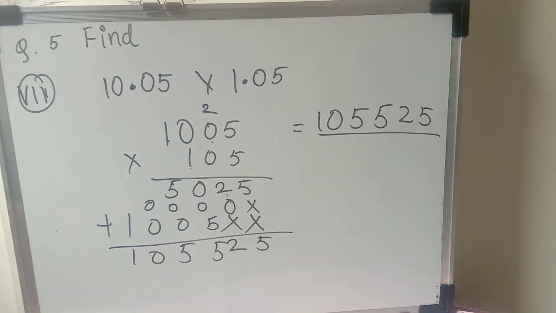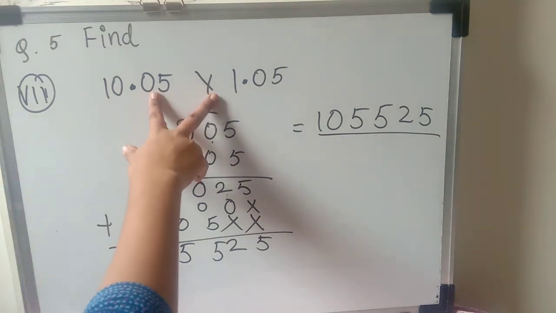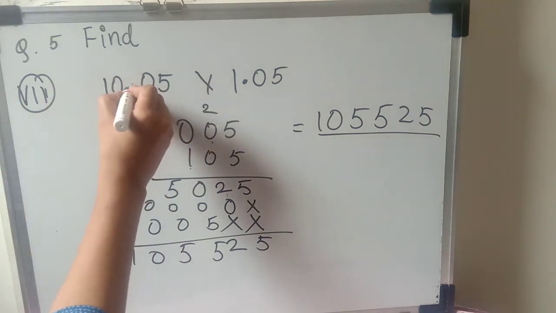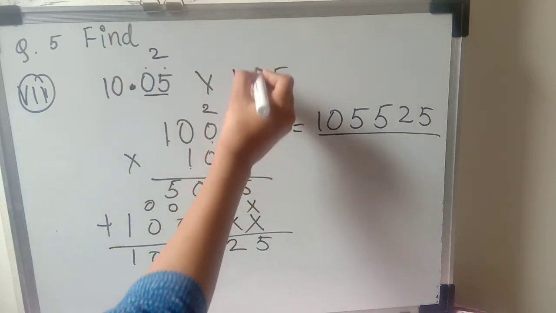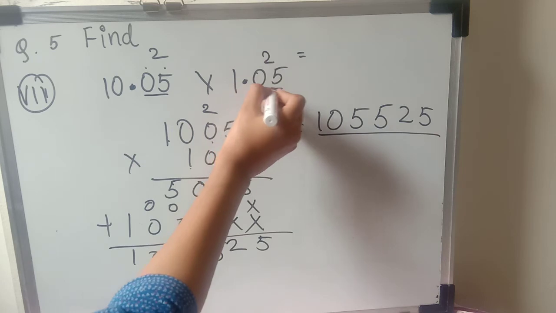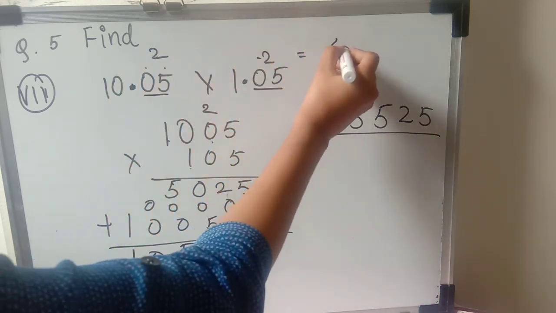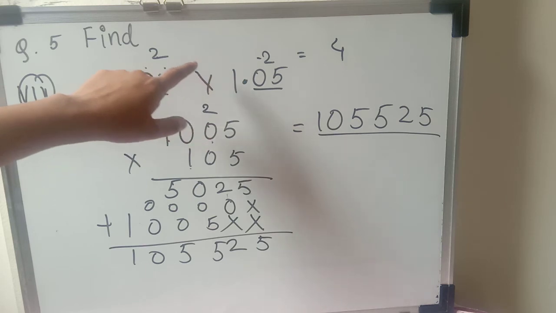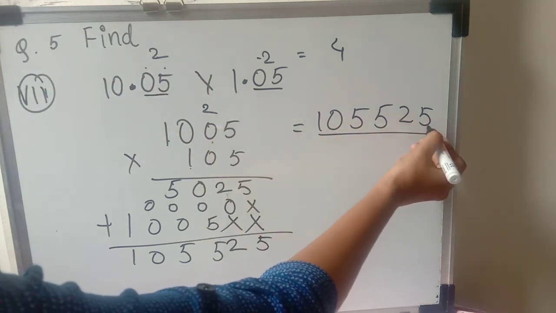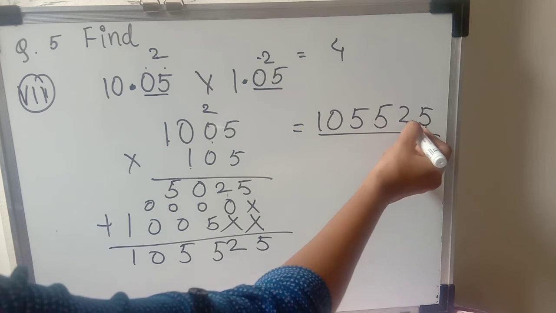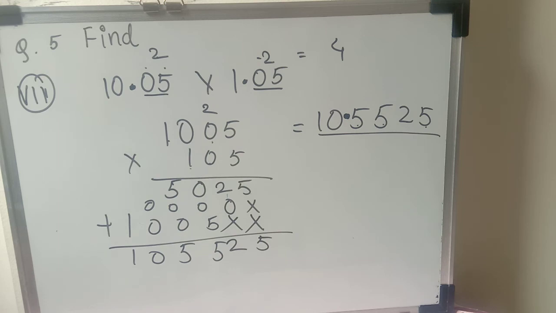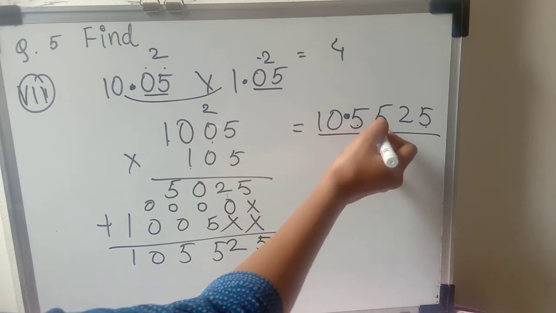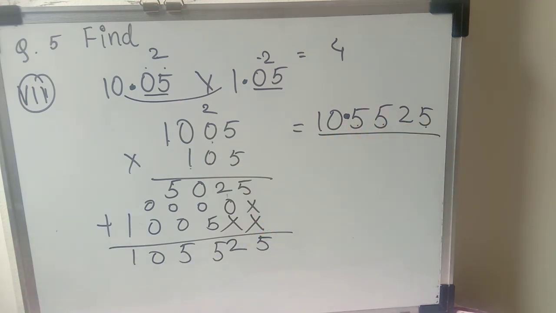Now how to put the decimal? Okay, so just see the two decimal numbers now. After the decimal, how many places are there? Here there are 2 places, that is 10 and 100. In this example also, after the decimal 2 digit places are there, which means 2 plus 2 is equal to 4. So 4 digit places are there. Now in the answer, count from the right side 4 digits, 1 2 3 4, and put the decimal over here. So you got the answer, that is 10.5525. The product of these two decimal numbers is 10.5525.